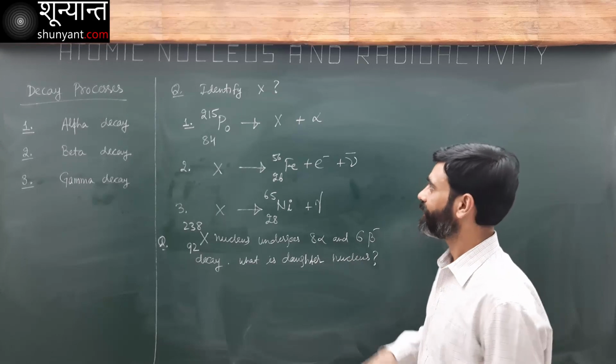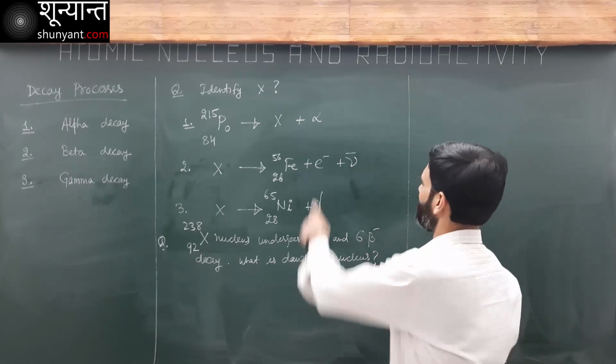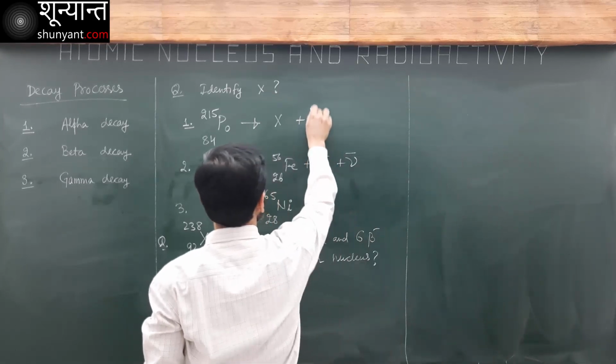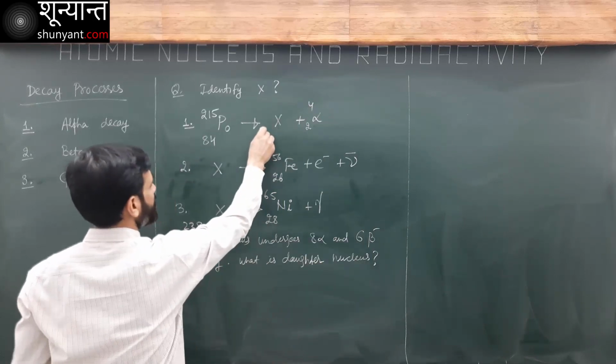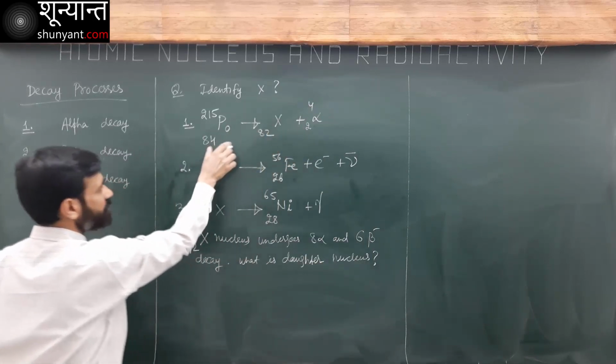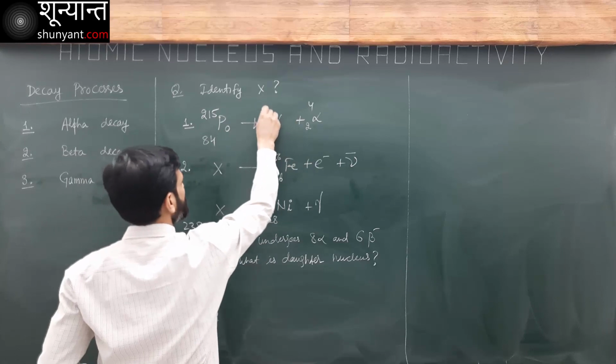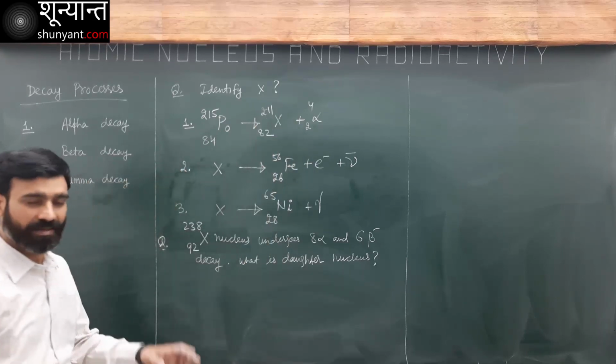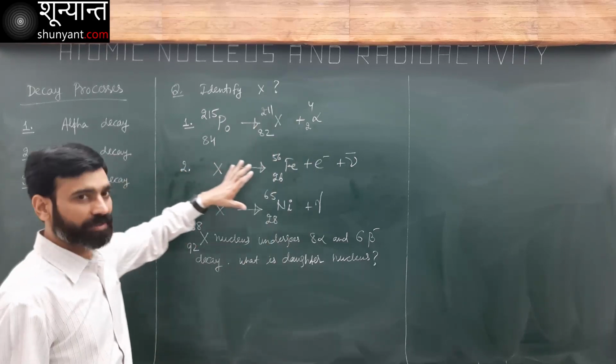Next, let's complete this here. This is an alpha particle, so this is 2 and this is 4. That means this will become 82. Charge has to be balanced, mass has to be balanced. This will become 211. That's how we do it. We also got the same thing.